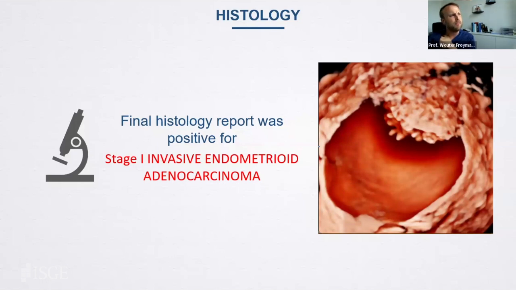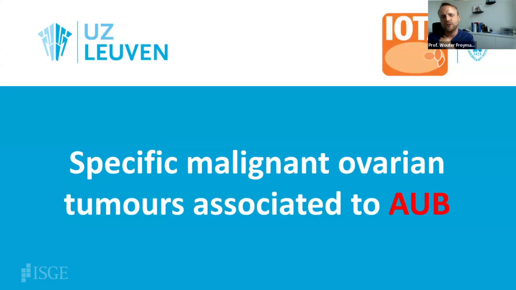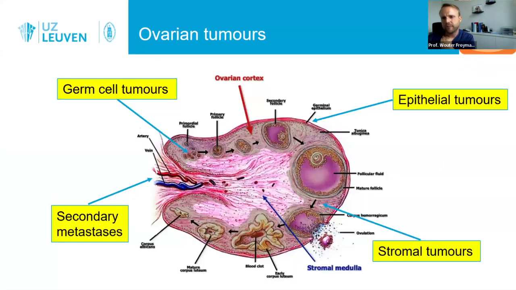So this is about adnexal lesions in general, but in this second part of my lecture I would like to really focus on some specific malignant lesions that are really associated with abnormal uterine bleeding.